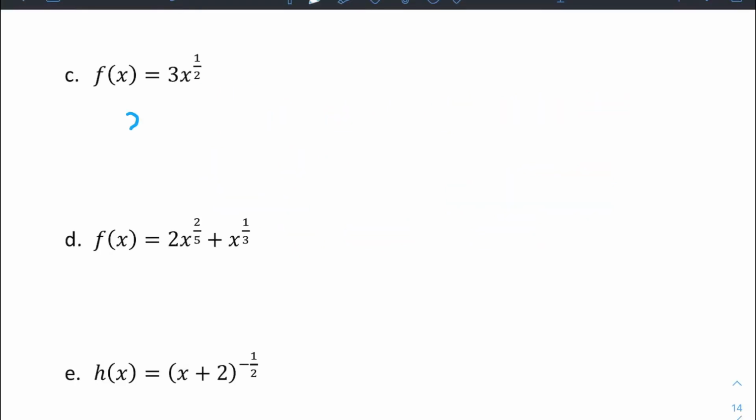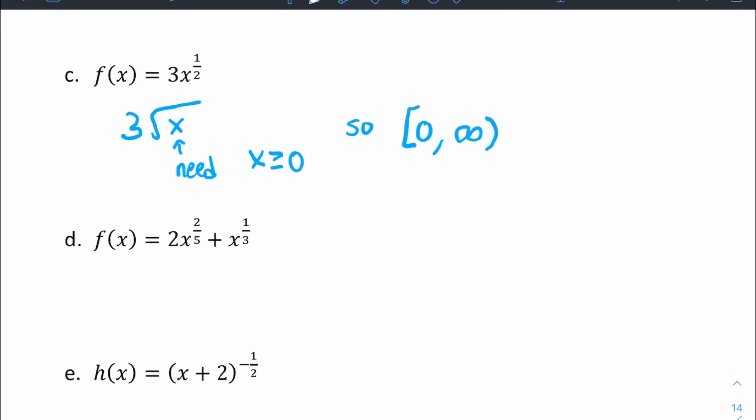So quick reminder, we've been working with rational exponents, so this is equivalent to 3 times the square root of x, which means to get real numbers out, I need to be plugging in x values that are greater than or equal to 0. So 0 to infinity is going to be my domain. I can plug in 0 because the square root of 0 is just 0.